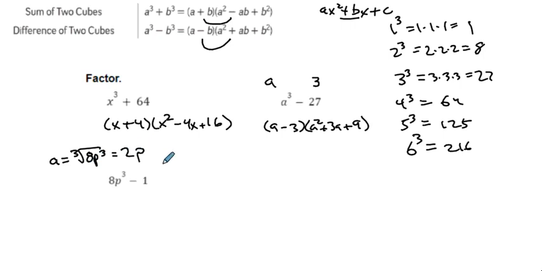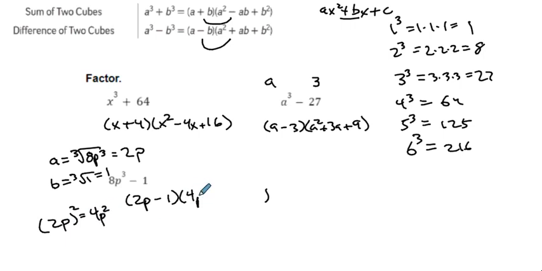All right? And then my b is going to be the cube root of 1, which is easy, that's 1. All right? So my first binomial is going to be 2p minus 1, because it is subtracting. So I know I'm starting with the subtraction. And then this is where it gets weird, is I'm not going to write 2p here. It's a squared. So if a is 2p, 2p squared is actually 4p squared. So I'm going to put this right here, okay?